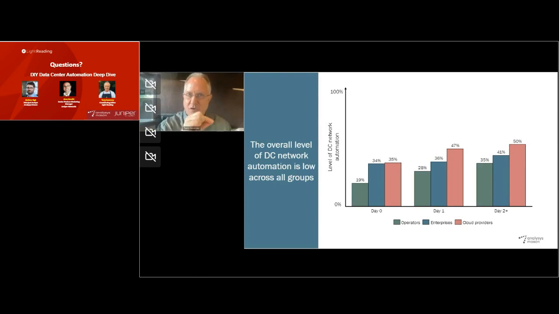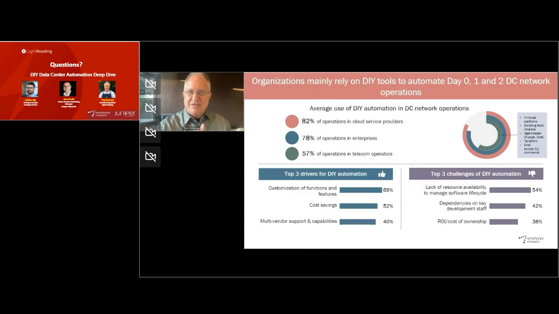Let's dig in a little bit more around the extent of data center automation, particularly with regard to this whole build versus buy question that we began with. Can you talk about some of the key drivers for organizations here?